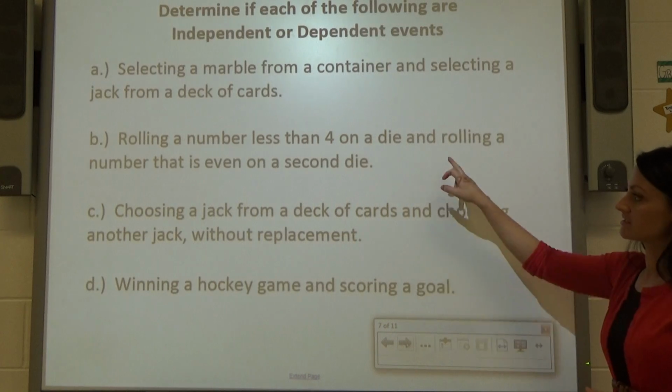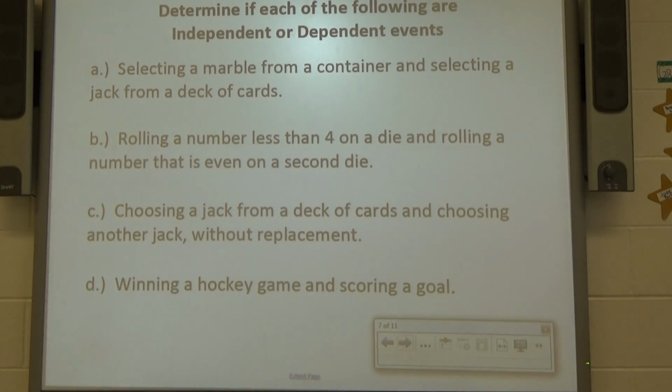So let's look at our first couple of examples. What I want you to do right now is go through the list and see if you can figure out which ones of these are independent and dependent at home, and then hit play and check in to see how you did.